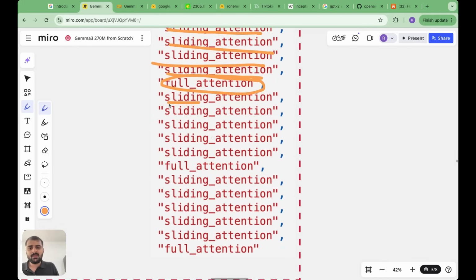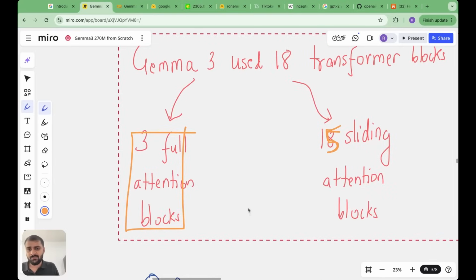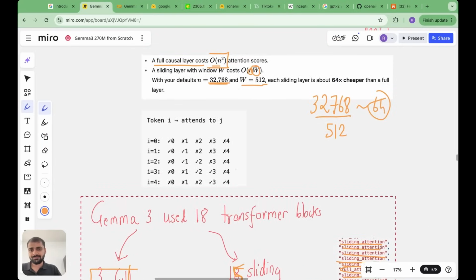Then 7 was sliding, 8 was sliding, 9 was sliding, 10, 11 sliding, 12 was full attention. Similarly, 13 was sliding, 14, 15, 16, 17 was sliding, but 18th was full attention. So that's how there were 3 full attention blocks and 15 sliding attention blocks.